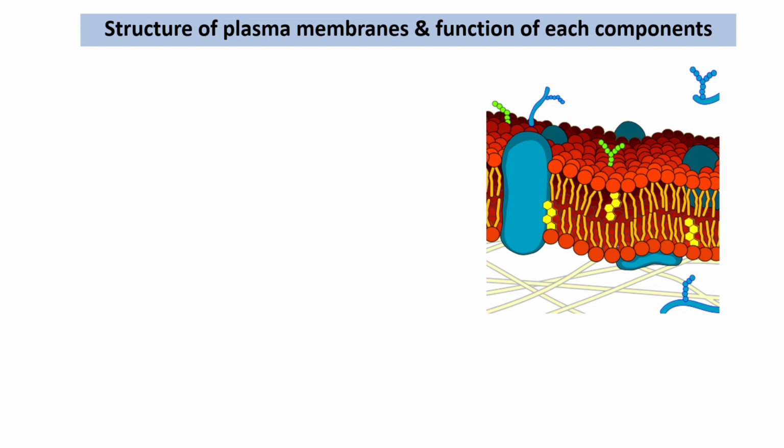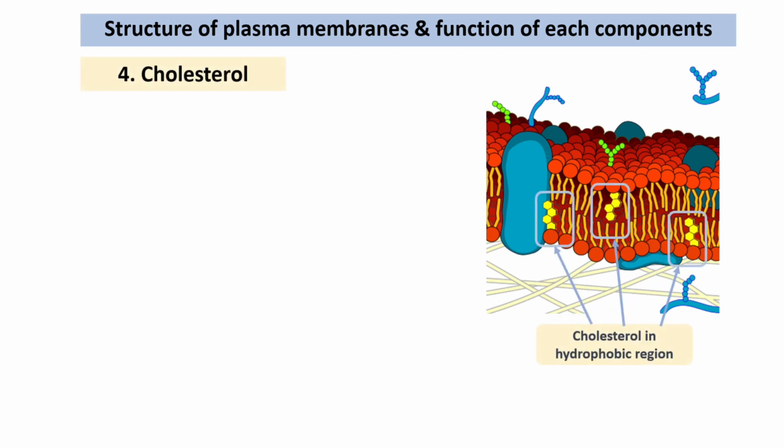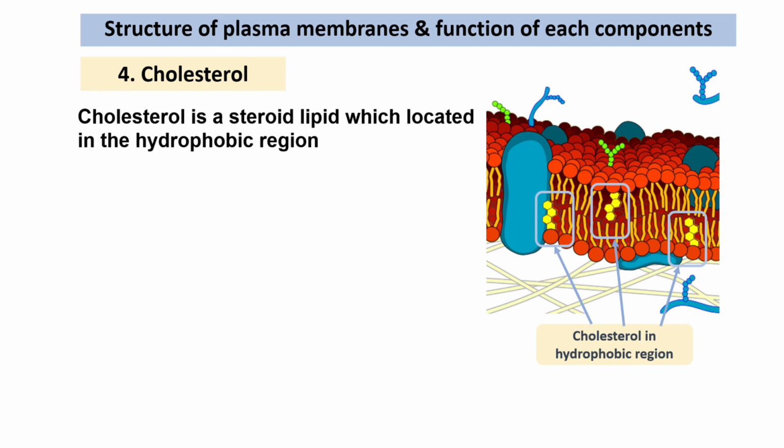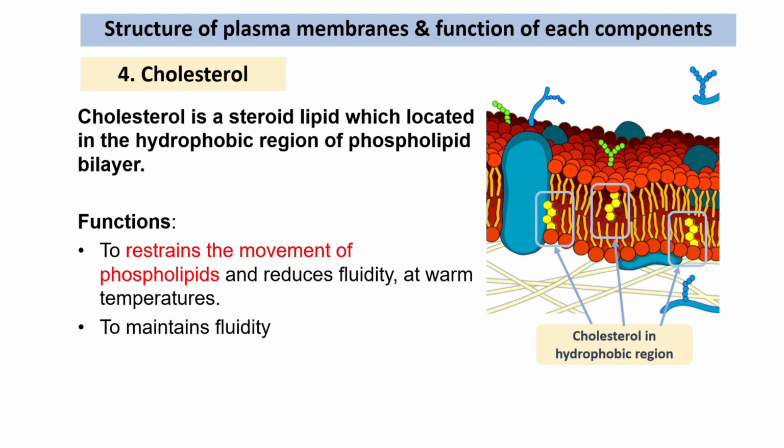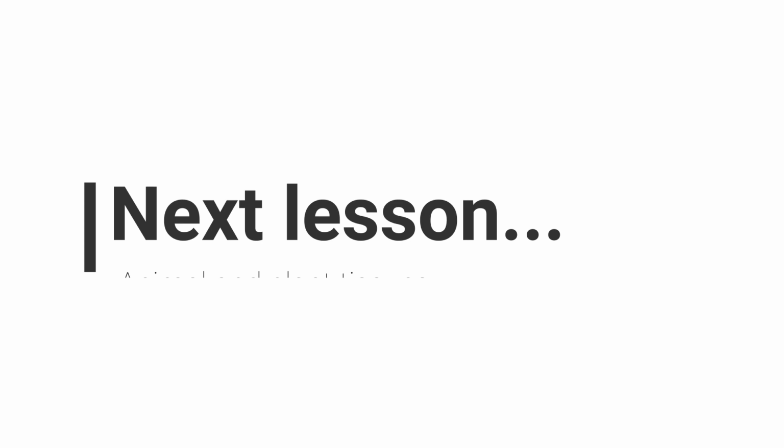The fourth component is cholesterol. Cholesterol is a steroid lipid which is located in the hydrophobic region of the phospholipid bilayer. Its function is to restrain the movement of phospholipids and reduce fluidity at warm temperatures, and to maintain fluidity by preventing tight packing of phospholipids at cool temperatures. That's all for the structure and function of each component in plasma membrane.